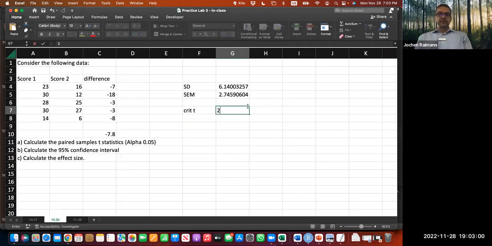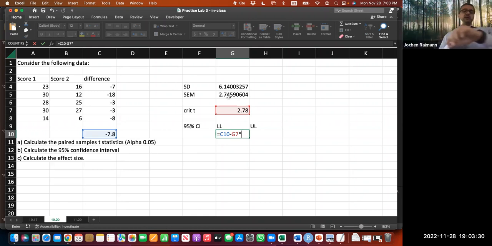So critical T is 2.78. Now the 95% CI. The UL is minus 7.8 plus... Do you want us to submit all this? No, just R. Don't worry, I will post this spreadsheet. I just want you to run the R. I know you're going fast, but I'm just running out of time. That's why I'm rushing through a bit. But you have the recording, so you still can go through all the steps to practice and test your knowledge.